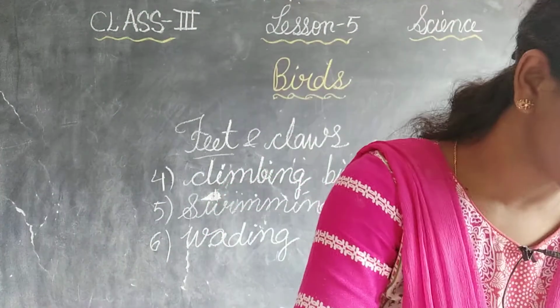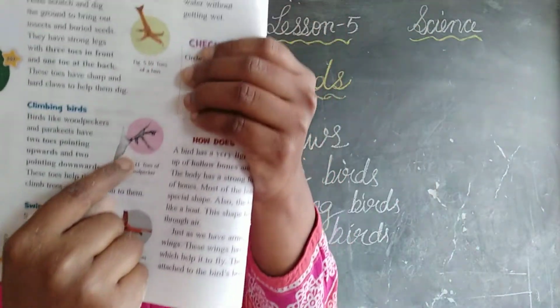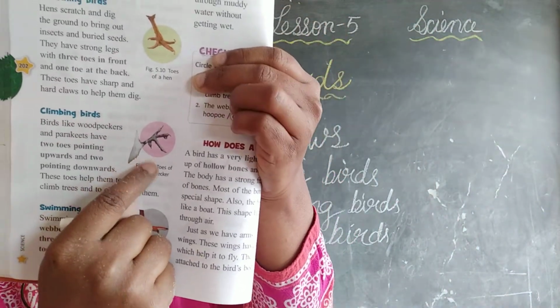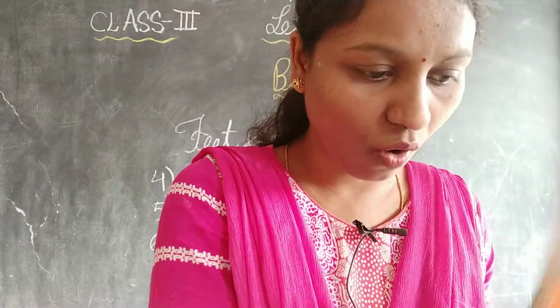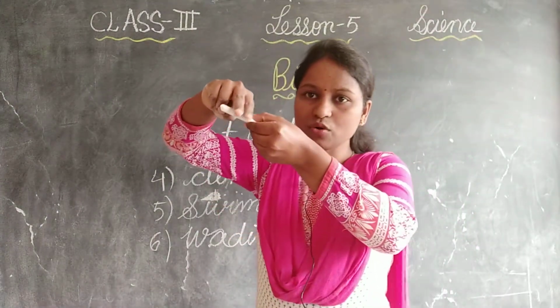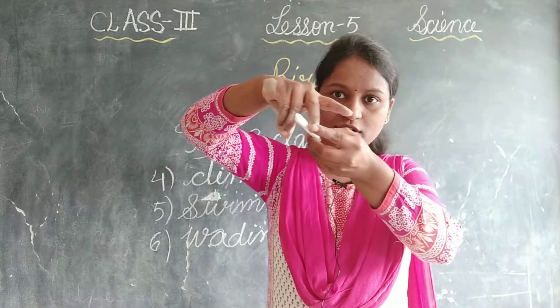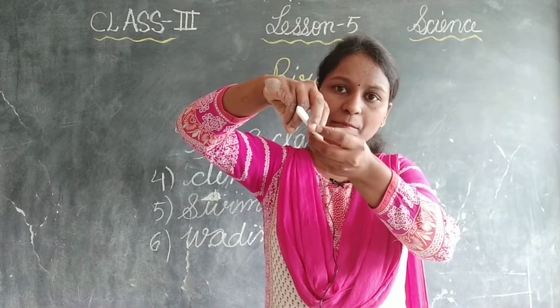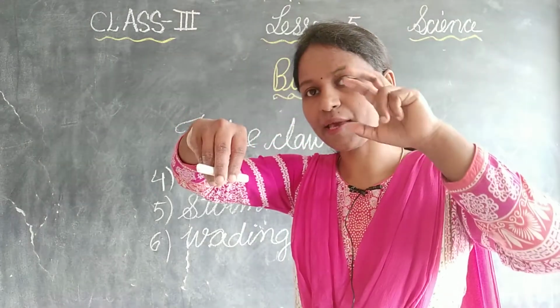If you look, the climbing birds have the 2 toes of a woodpecker. How can you see this, children? The toes of the woodpecker: 2 toes are pointing upward and 2 toes are pointing backward, so that they can climb the tree.